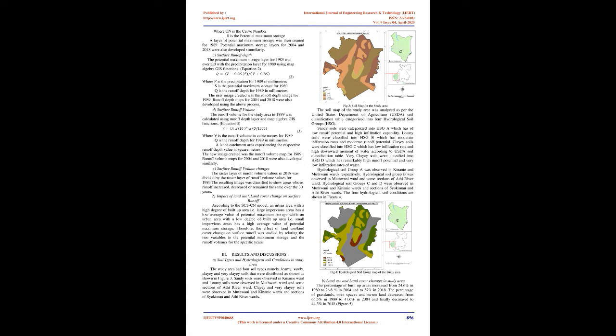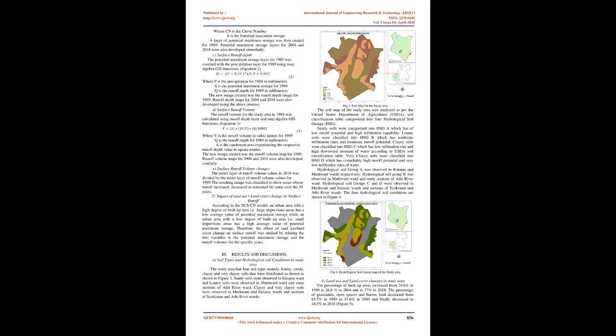C. Surface runoff depth. The potential maximum storage layer for 1989 was overlaid with the precipitation layer for 1989 using map algebra GIS functions. Equation 2, where P is the precipitation for 1989 in millimeters, S is the potential maximum storage for 1989, and Q is the runoff depth for 1989 in millimeters. The new image created was the runoff depth image for 1989. Runoff depth maps for 2004 and 2018 were also developed using the above process.